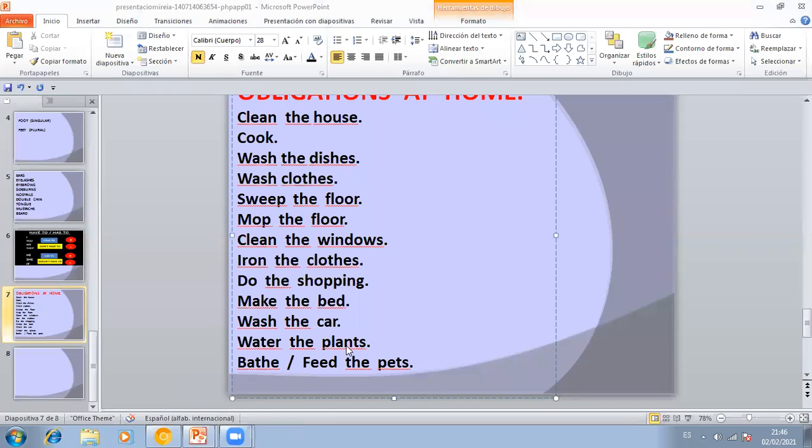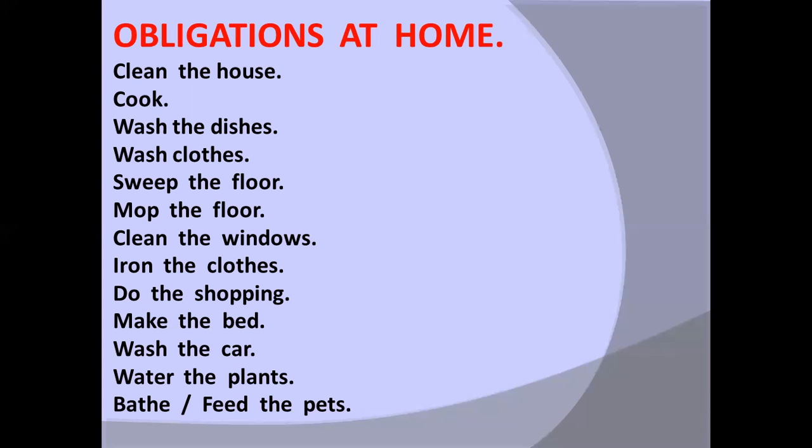Okay, let's start. Let's go one by one. Vamos a ir uno por uno. Let's start with Jose Vela. Tell me four things you hate, please. I hate wash the dishes. I hate sweep the floor.